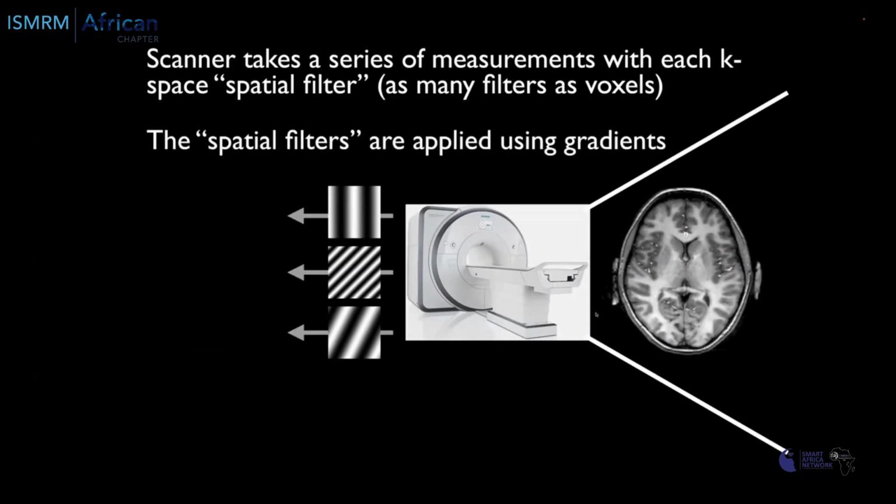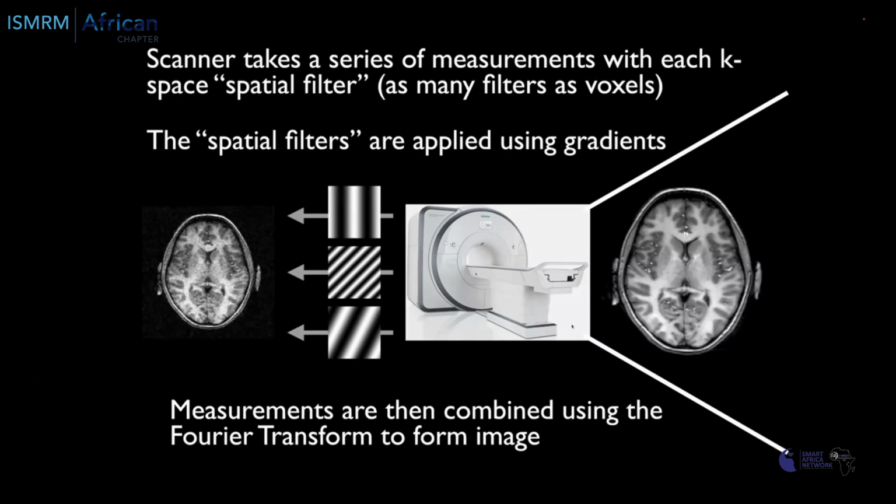And just to bring it full circle, the key piece of hardware that allows us to do this are the gradients, right? Because the gradients are what allow us to change our spatial frequencies. By turning them on or off, we're able to manipulate the spatial frequency location that we are sampling and then we measure data from those locations, right? So the gradients are this key point that help drive this whole process.